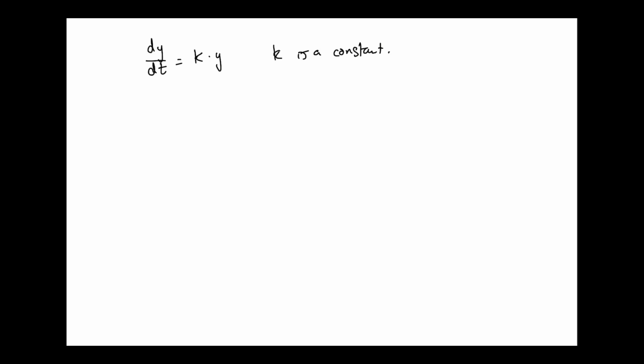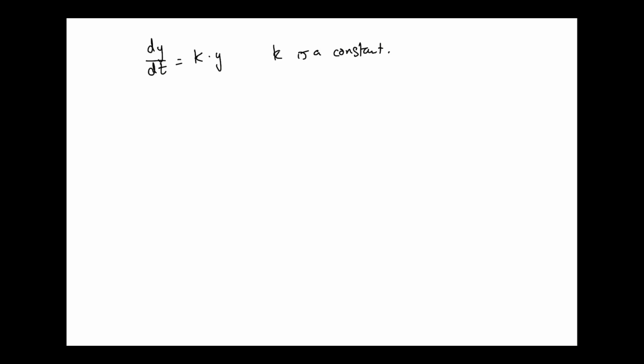How do we solve it? What does the constant k do? If k is positive versus negative, what does that tell us? In particular, let's say that y is positive and k is negative. Well, then the right-hand side, k times y, would be a negative quantity. And if dy/dt is a negative quantity, what does that say about y? That function is decreasing somehow.